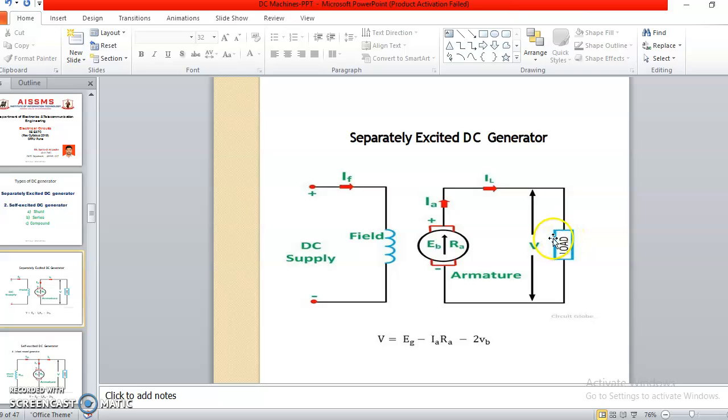So the voltage equation in the form of load voltage I have written over here, and if you want to write the same equation in the form of EB or EG, you can write EG, the generated voltage, is equal to V plus IA RA plus V brush. So this is all about the separately excited DC generator, where we have used a separate DC supply to provide the exciting current, that is nothing but the IF.